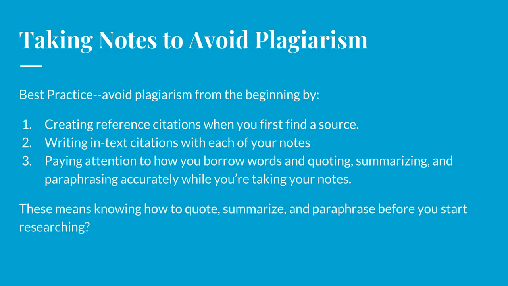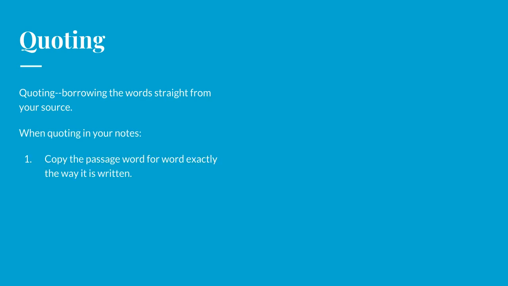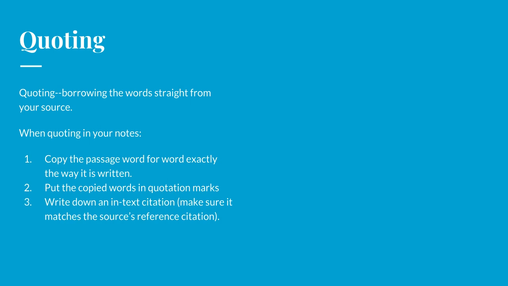You need to know how to quote, summarize, and paraphrase correctly before you start researching. That's not a question. That's a fact. So, quoting is borrowing the words straight from your source. You're not just taking the idea, you're also using the words. And that means you need to copy the passage word for word exactly the way it's written. Whatever you're borrowing, word for word, mistake for mistake, you copy it just how you found it. And then you put the copied words in quotation marks. And that shows that you borrowed those words. Then you need to use an in-text citation with your note. Make sure your in-text citation matches the reference citation you've recorded.